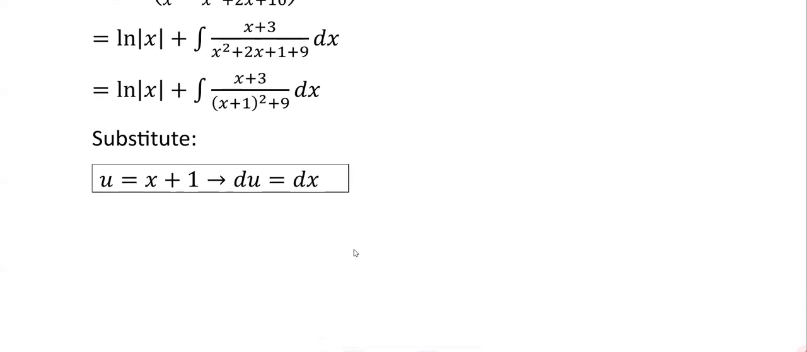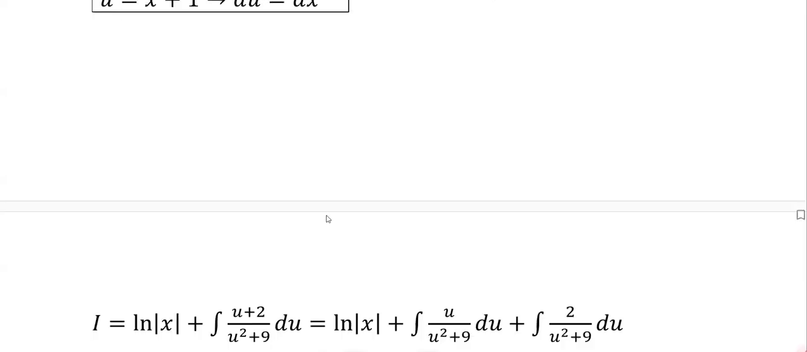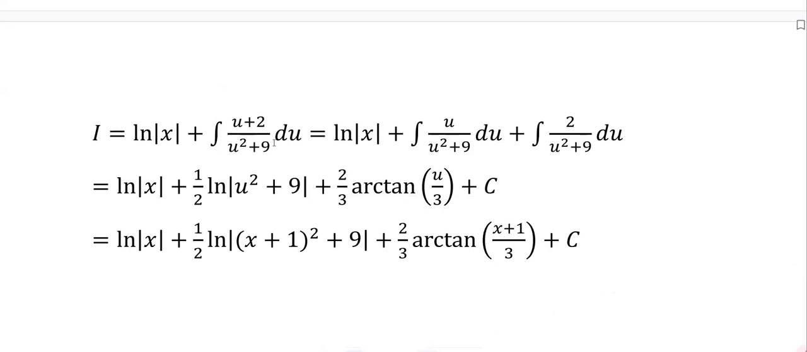Okay, now we continue on. By the way, the top would be u plus 2 then. Okay, so that's what I wrote over here. Now this we can separate into two separate integrals. This is kind of what we just did in the previous problem, or two problems ago. I don't even remember already. Okay, so this first one we can solve with substitution. This one's arctangent. Okay, so that's what happened in this line, and then we got to back substitute u is x plus 1, and then this is our final answer.